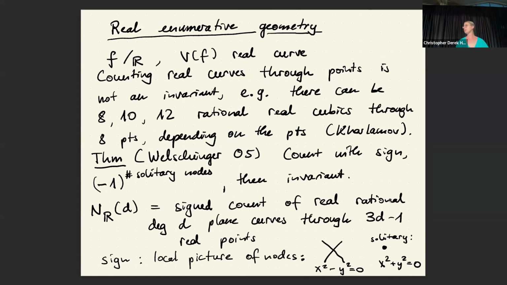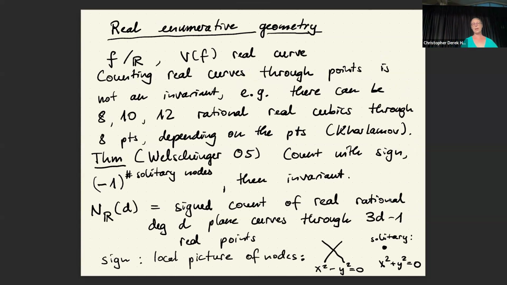Okay, now we want to switch gears a little and talk about real enumerative geometry. So we take real curves, meaning plane curves, which are defined by a real polynomial. Now, the bad news is that if I just try to do the analogous problem, so I take degree D rational real curves passing through real points in the plane, then this number is sadly not an invariant.